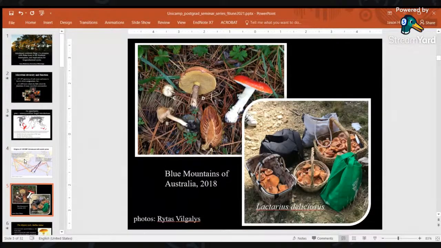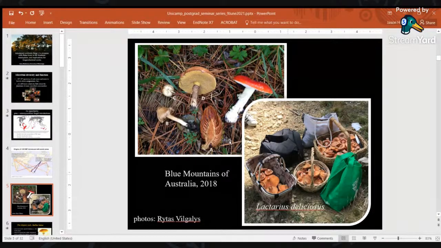Here are some images, also from Rytas, from the Blue Mountains of Australia, showing some of the key players that are living in that system now. In these introduced pine forests, you have Pinus radiata with several of the common ectomycorrhizal fungi, including Amanita, Suillus, Rhizopogon, and Inocybe.